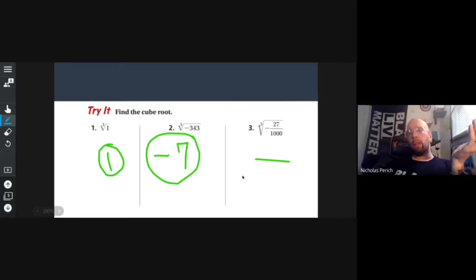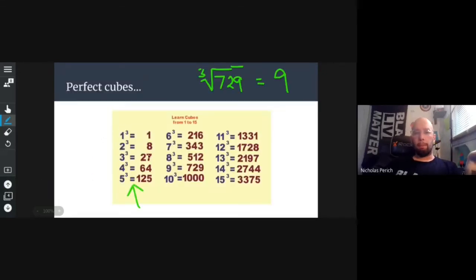The cube root of a negative is a negative. So this is a negative. The cube root of 27 is 3.